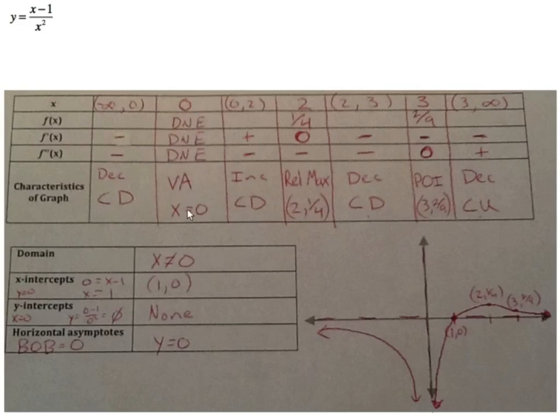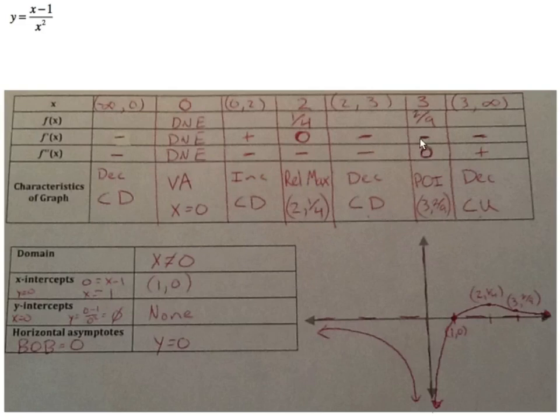Here we had a vertical asymptote at x equals 0. Here this would be increasing and concave down. Here we would have a 0 and a negative, which means a relative maximum. Here a negative and a negative, decreasing and concave down.